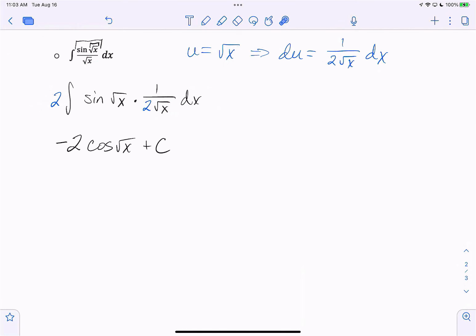Now, that 1 over 2 root x dx is the du. What I'm actually integrating is the sine function. And the integral of the sine function is negative cosine. The 2 comes along as a coefficient. So I have negative 2 times the cosine of the square root of x plus c.